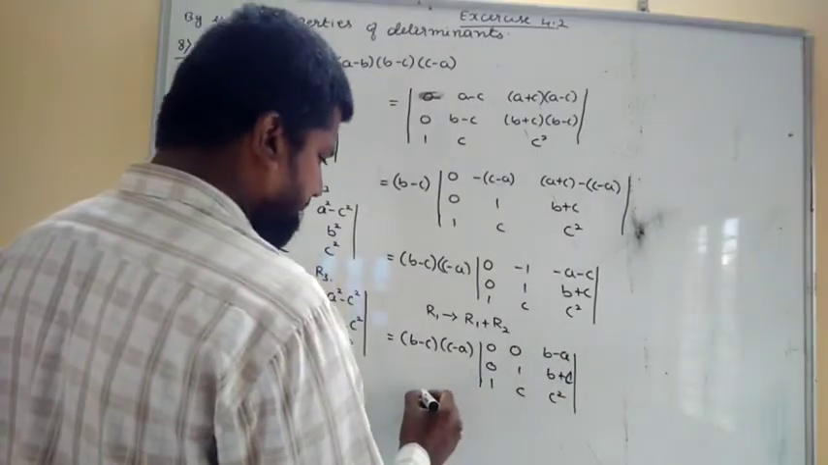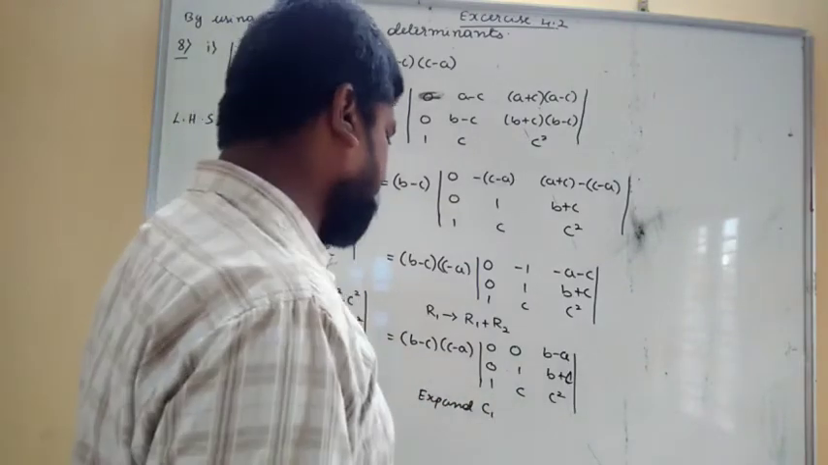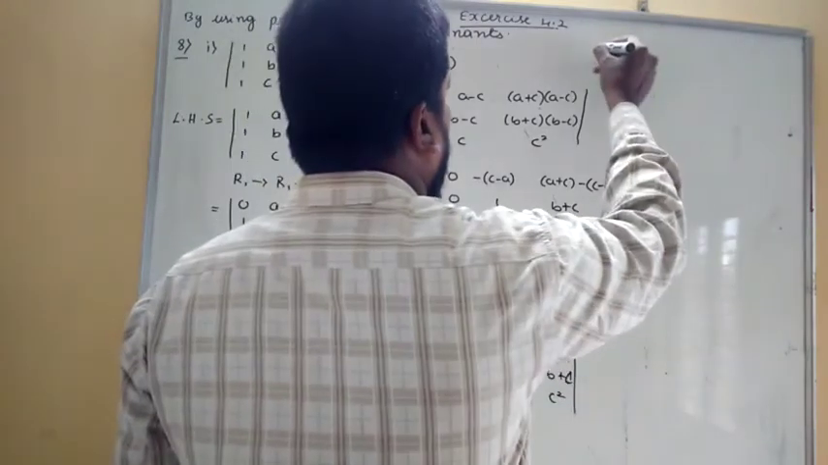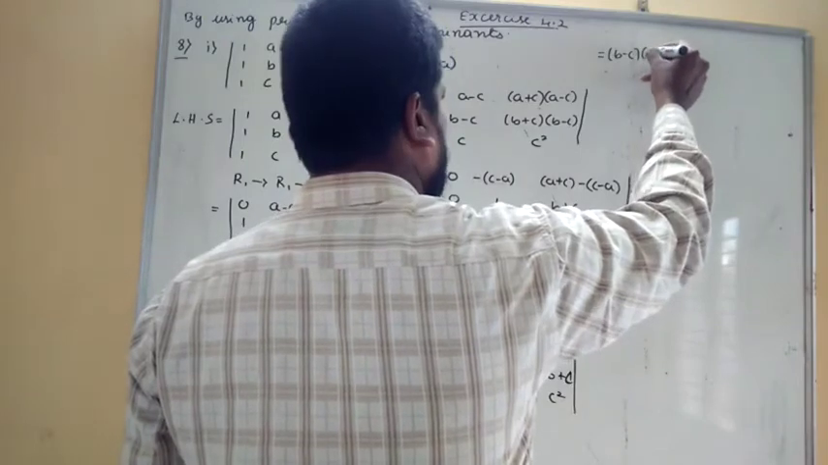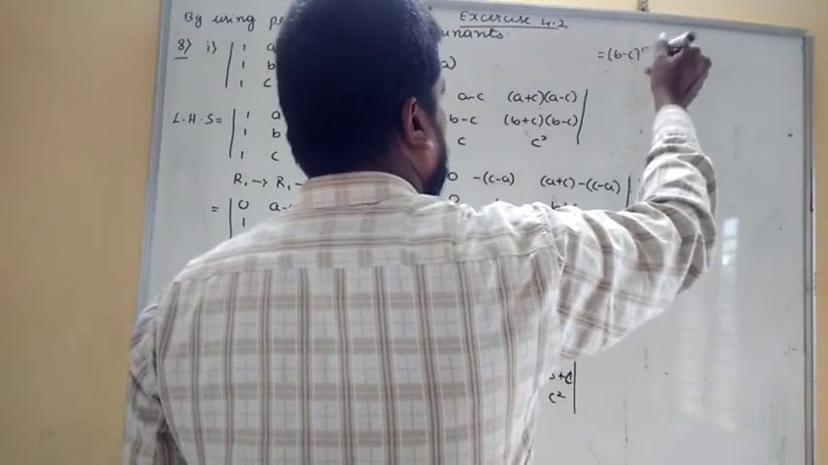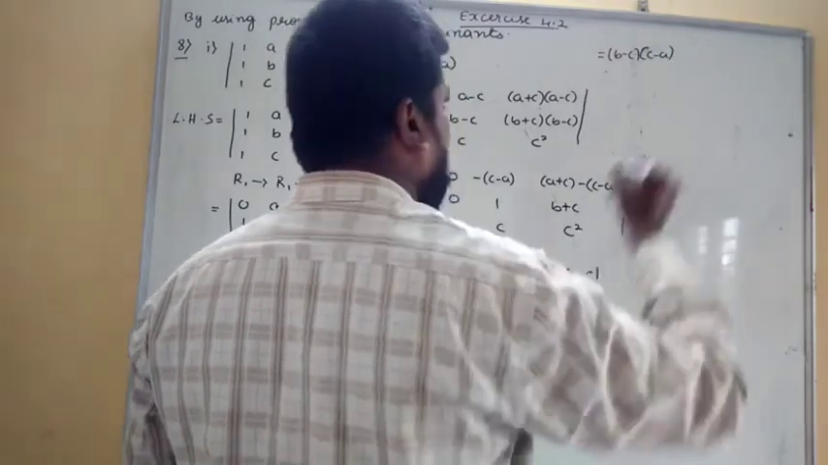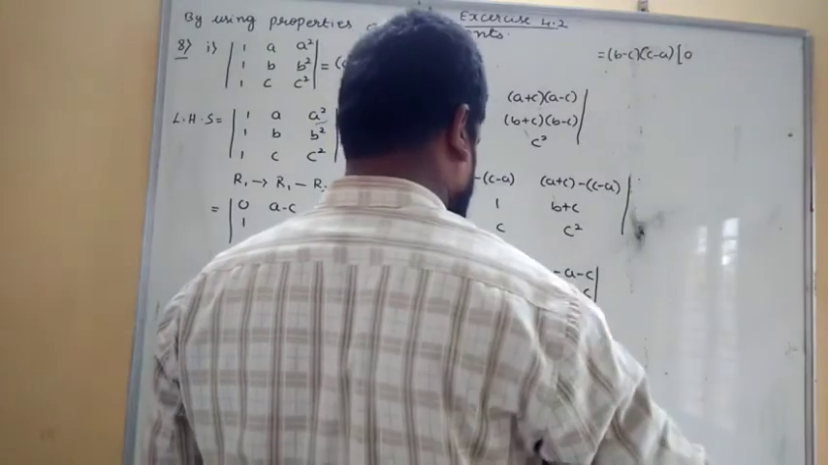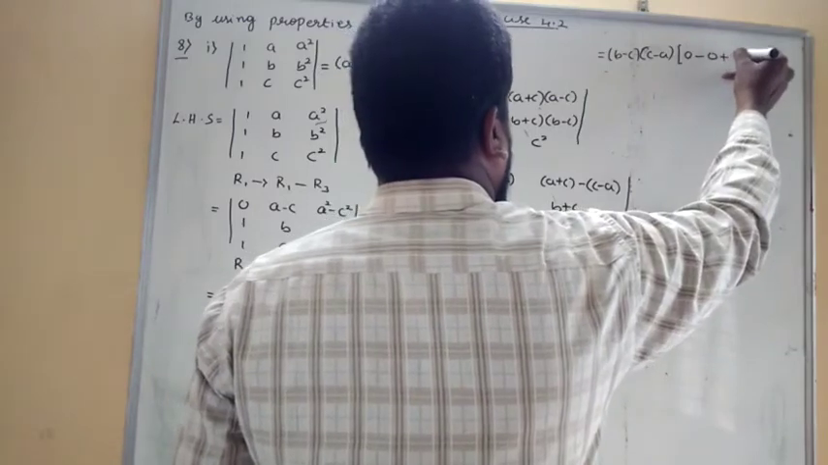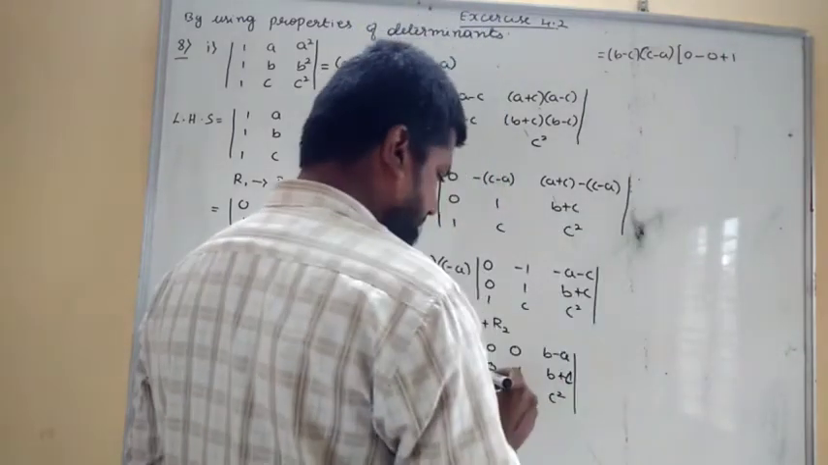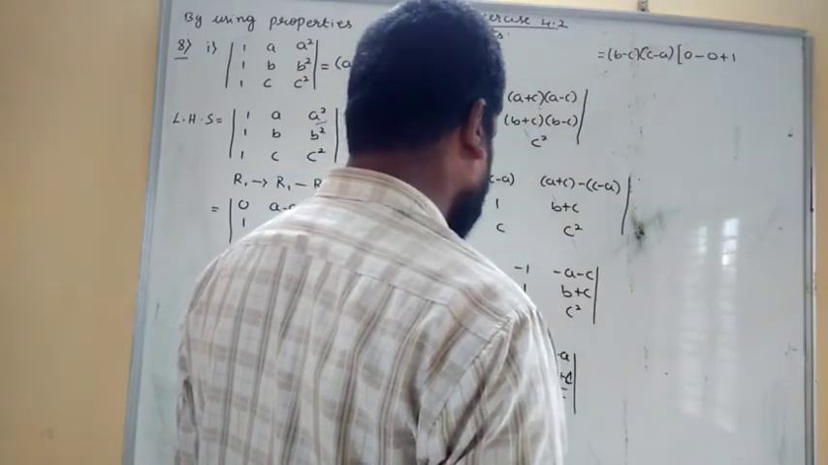So expand column 1. Expand column 1. So B minus C as it is, C minus A, C minus A. Then you are expanding column 1 means 0. So then minus 0, then plus 1. Plus 1 means you have to leave this one. So this into this is 0. This into this is 0.